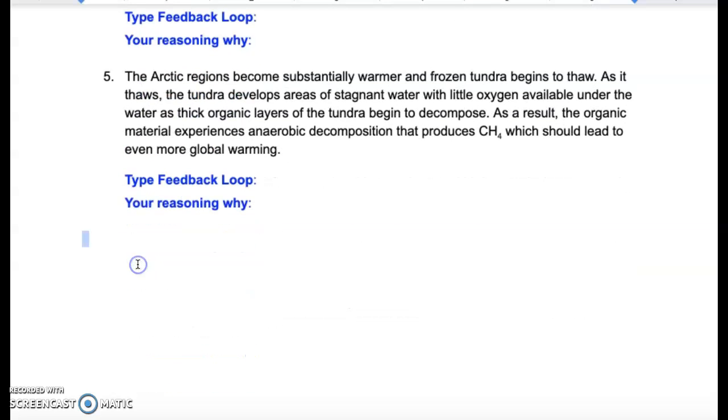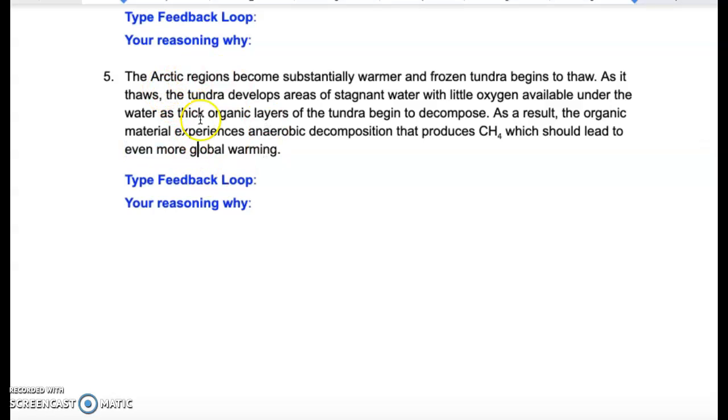Last one, number 5. The Arctic regions become substantially warmer and frozen tundras begin to thaw. As it thaws, the tundra develops areas of stagnant water, meaning they're not moving, with little oxygen available under the water as thick organic layers of the tundra begin to decompose. As a result, the organic material experiences anaerobic decomposition that produces CH4, remember that's a greenhouse gas, which should lead to even more global warming.